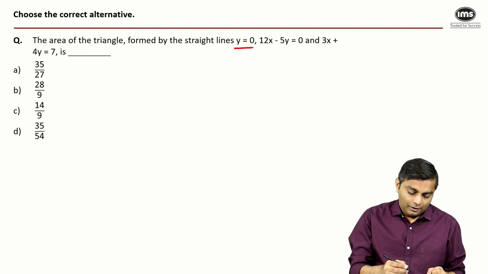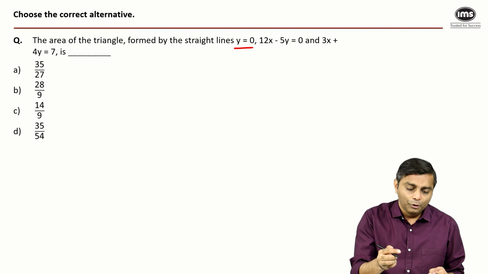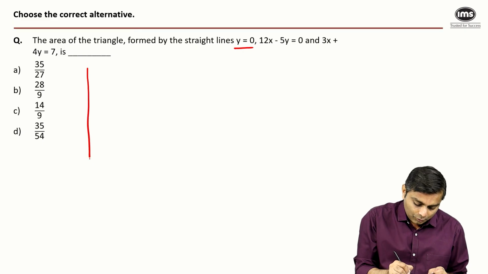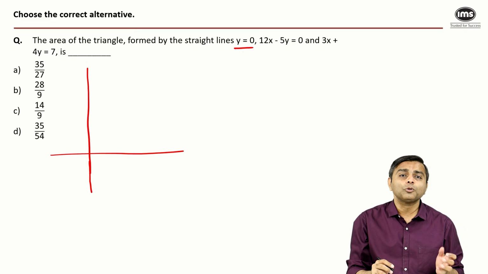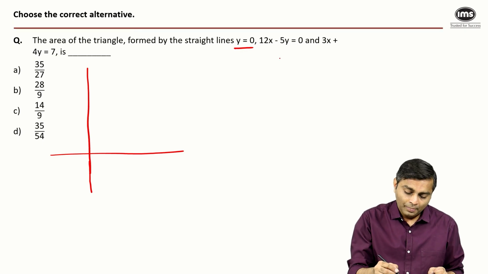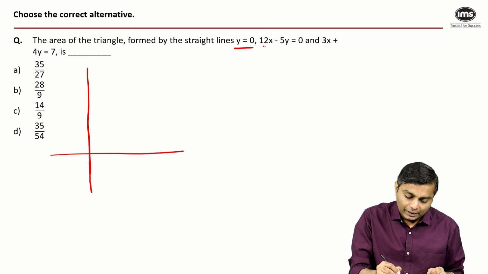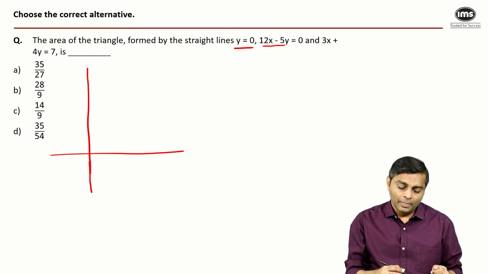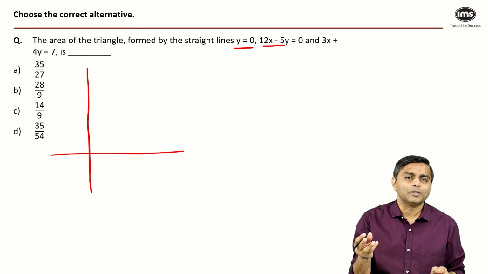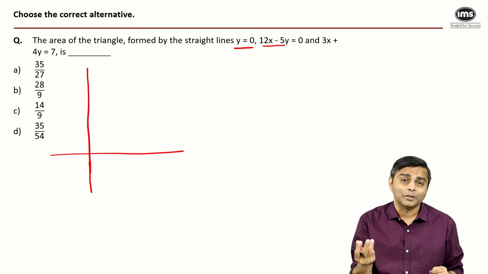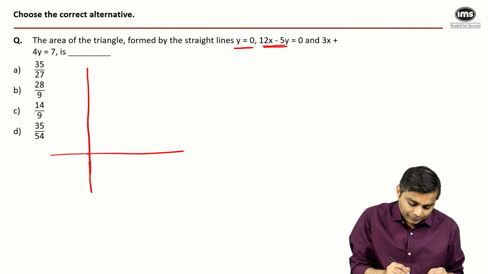So let's start. I'm just going to roughly draw because that's how you are going to be in the exam. So if I just start with the coordinate axes, y is equal to 0 is going to be our x-axis. 12x minus 5y is equal to 0. Now, this particular line, if I put x is 0, then I get minus 5y is equal to 0. So, therefore, y is also equal to 0, which means one point for this particular line is definitely the origin.